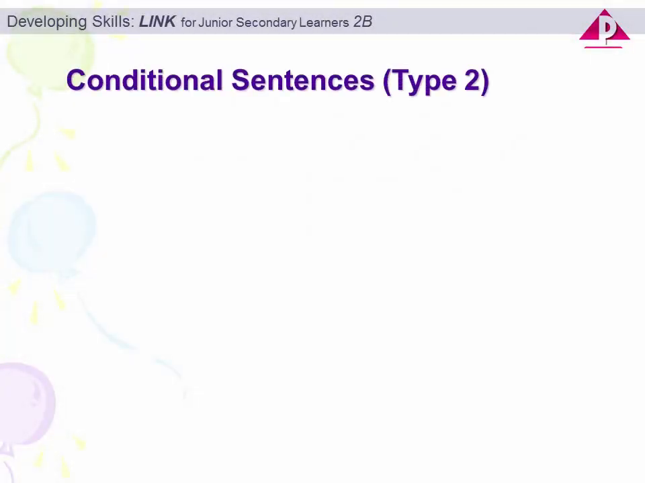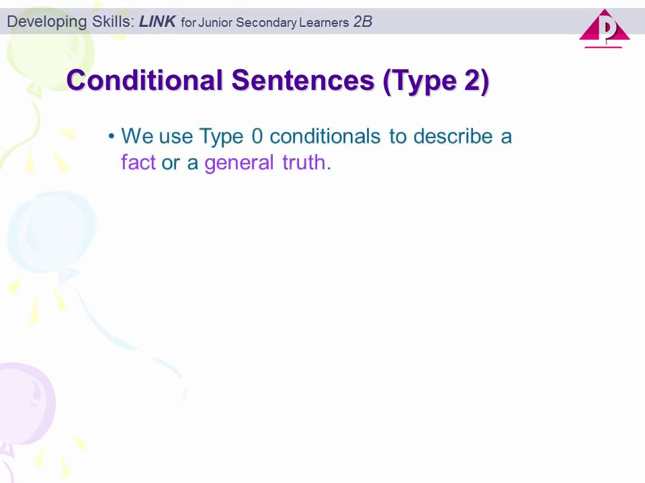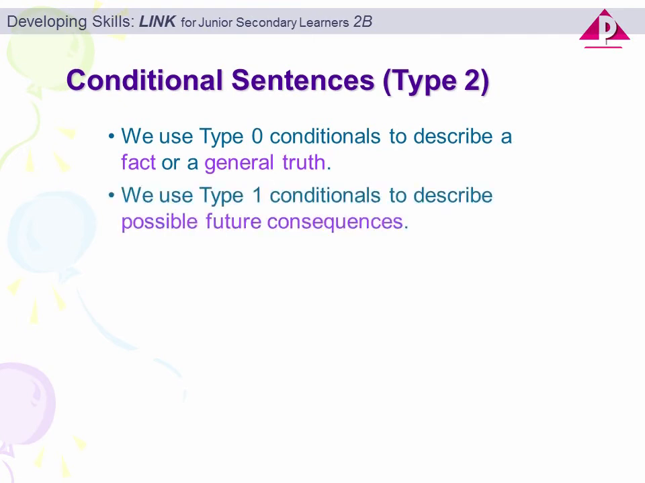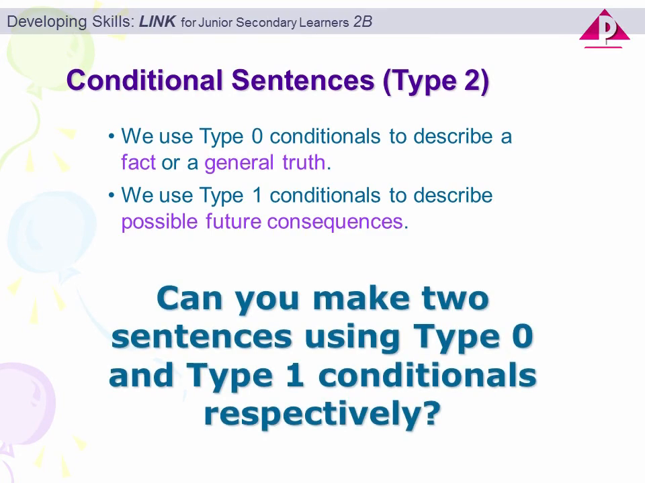Hi everyone. Do you remember how to use type 0 and type 1 conditionals? We use type 0 conditionals to describe a fact or a general truth, while we use type 1 conditionals to describe possible future consequences. Before we go on to today's topic, can you make 2 sentences using type 0 and type 1 conditionals to refresh your memory?